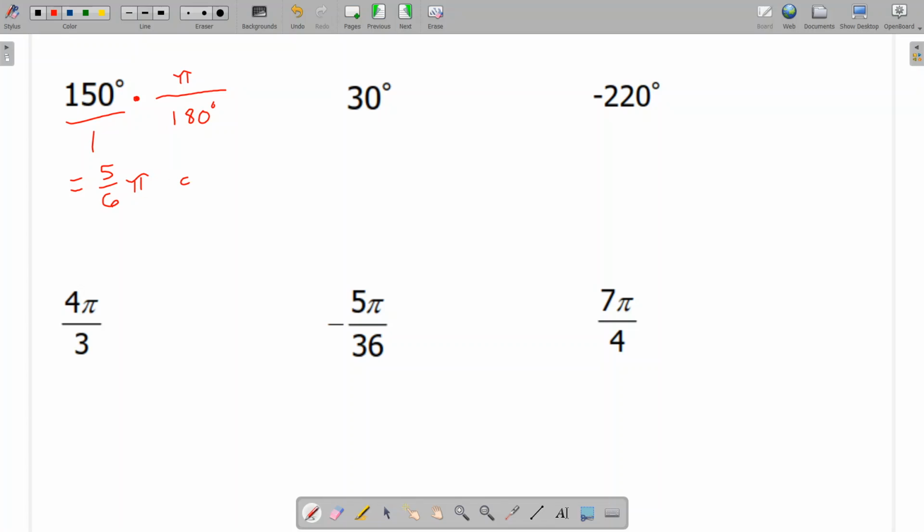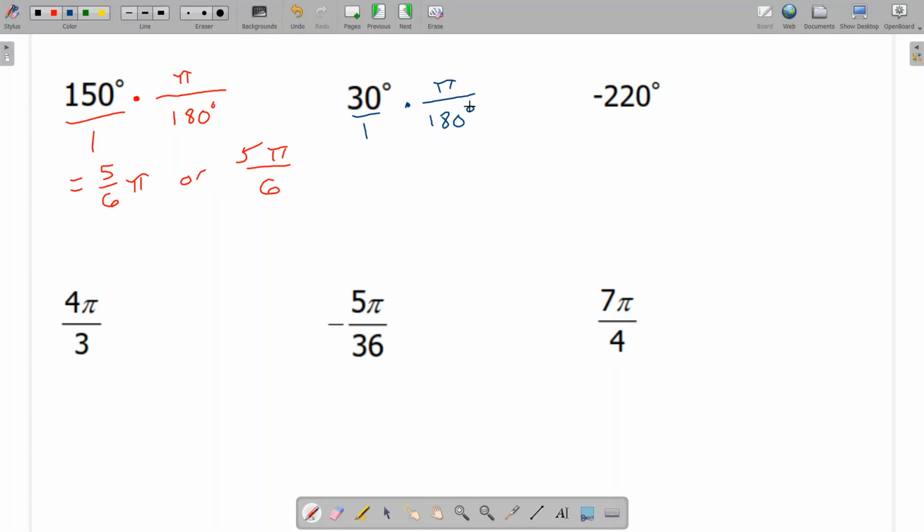Or you could write it as 5 pi over 6. Okay, let's look at another one. 30 degrees. I'm going to multiply by pi over 180 degrees. And remember, we're really just reducing. The degree units are going to cancel and we're going to be left with radians.